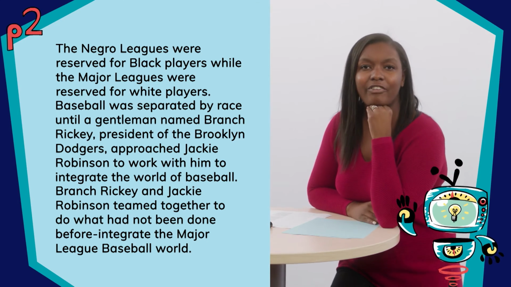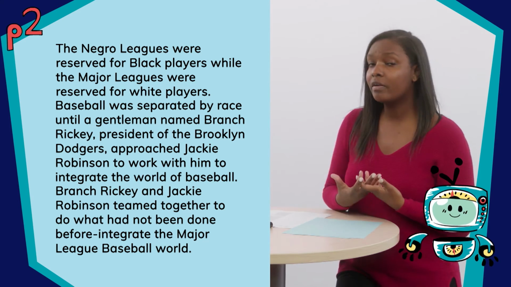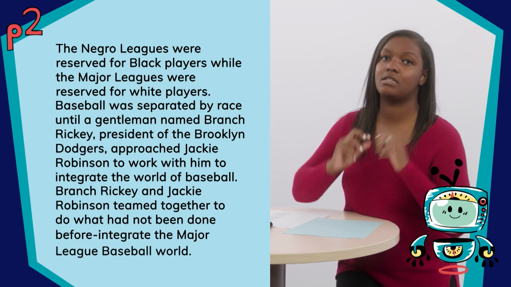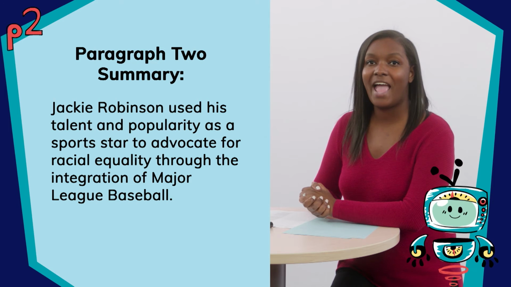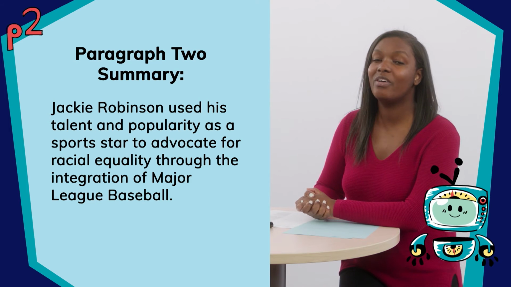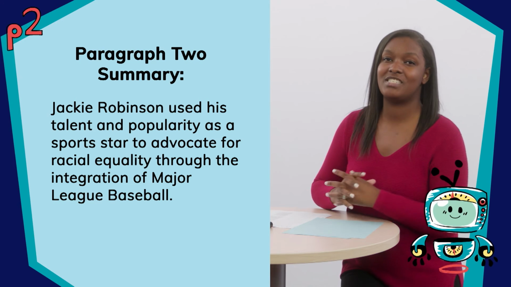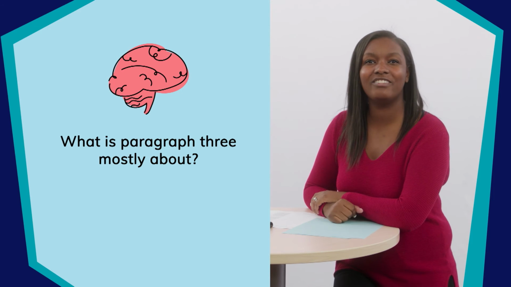I did. I realized after reading more about the separation of the Negro League and Major League Baseball and the work that Jackie did with Branch Rickey to integrate the sport that I need to add more specifics to my summary. So here's my summary now. Jackie Robinson used his talent and popularity as a sports star to advocate for racial equality through the integration of Major League Baseball. All right. Now it's time for you to summarize paragraph 3 on your own. Remember that while you're reading the paragraph, you're asking yourself, what is this paragraph mostly about? While you work on your summary, I'll work on my own.